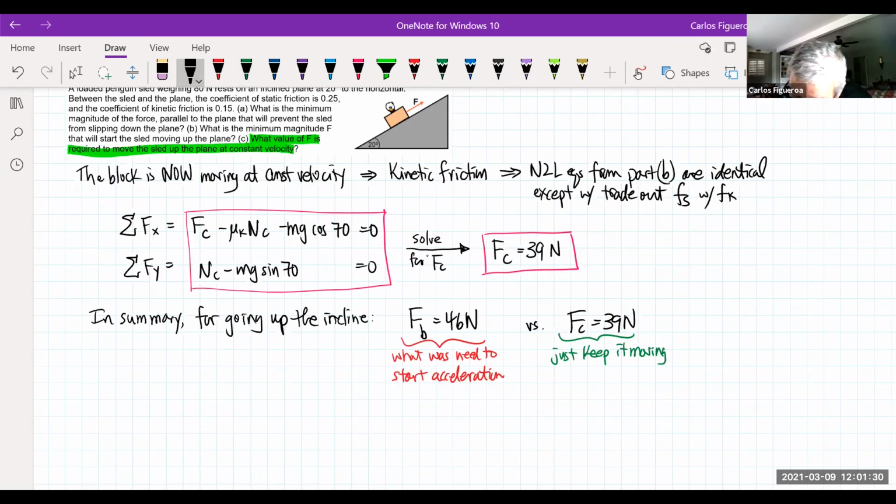And the question is, why is F of B greater than F of C? Because this involved static friction, which is always larger, whereas this guy involves kinetic friction, which is always smaller. And that's what we are seeing right there.